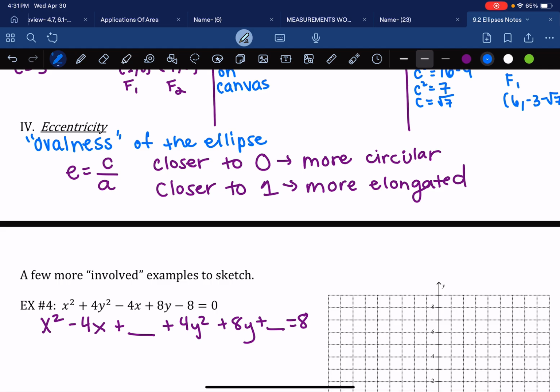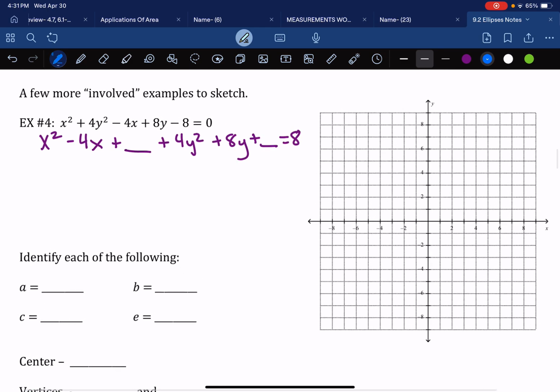Okay. Eccentricity is the ovalness of the ellipse, and to figure that out, we just do C divided by A. When we make that division, when we do C divided by A, if that number is closer to 0, it is more circular. If it's closer to 1, it's more elongated. Okay, so let's put it all together, folks.